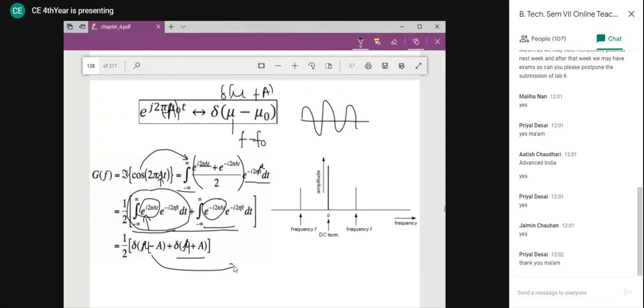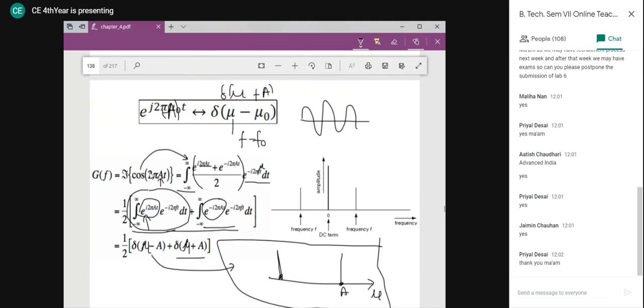If I plot it, mu is my frequency axis, and minus a means the impulse is right shifted by a, and plus a means the impulse is left shifted by a. So I have one impulse on each side, and this is what I'm going to get as my Fourier transform: two impulses located at plus a and minus a.